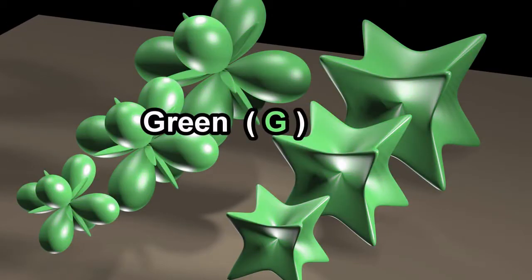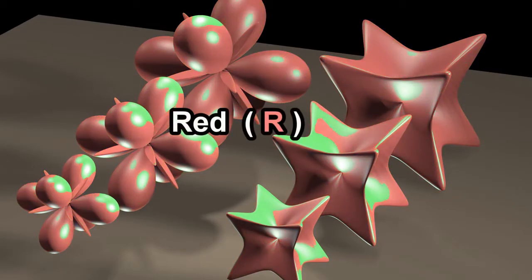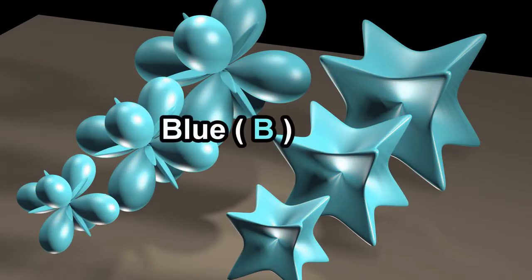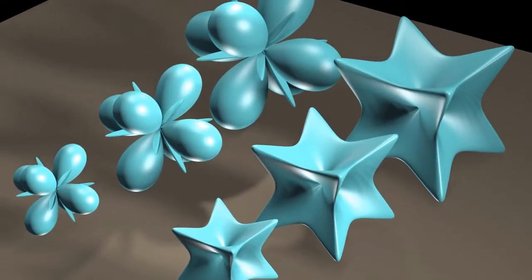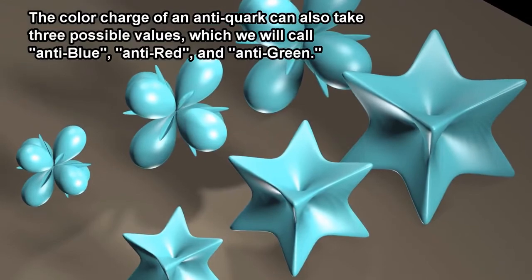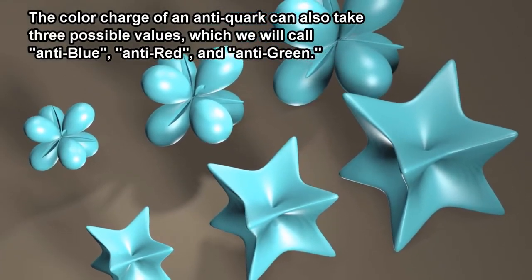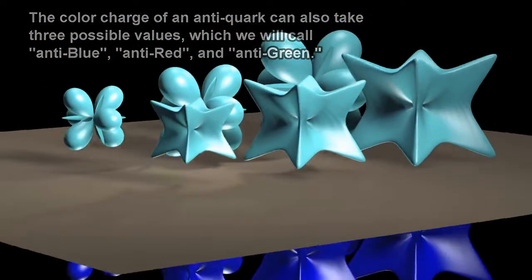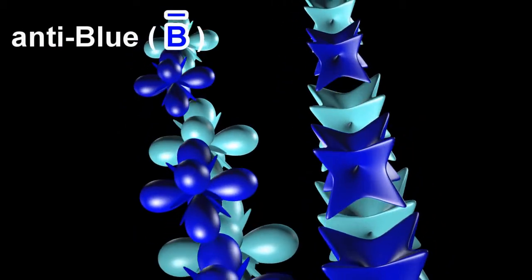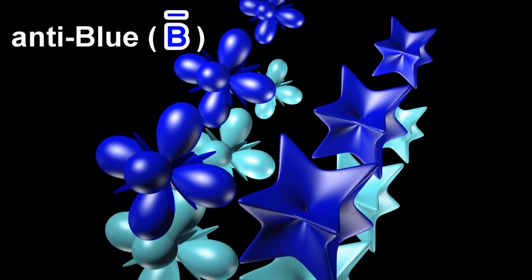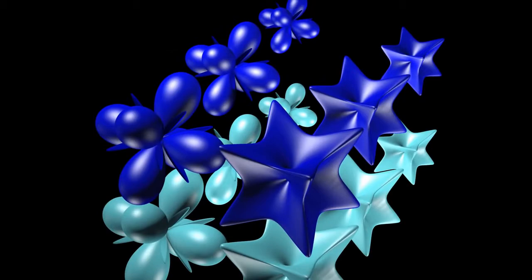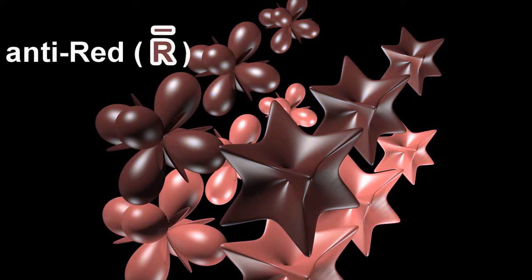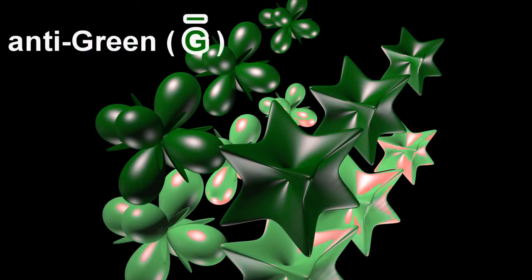Green, red, and blue. The color charge of an antiquark can also take 3 possible values, which we will call anti-blue, anti-red, and anti-green. Anti-blue, anti-red, and anti-green.